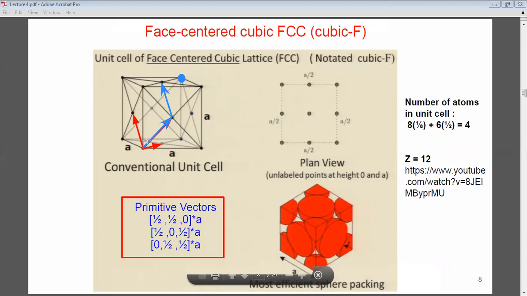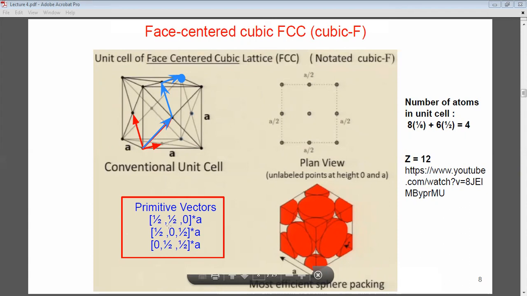This one is parallel to this. So then we take the 0, half, half. And then we want to take 0, half, half, which is this one. So this one is similar to this one. So indeed, it's an integer combination of these three vectors. We can reach any other point in space using these primitive vectors, and this is why these are very good primitive vectors in case of the FCC.